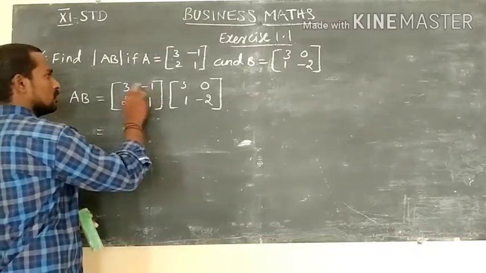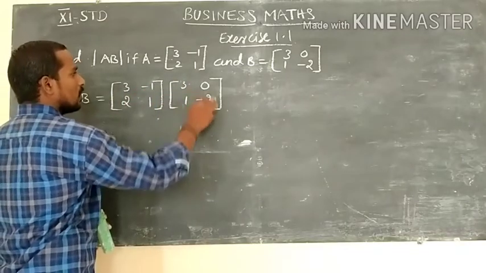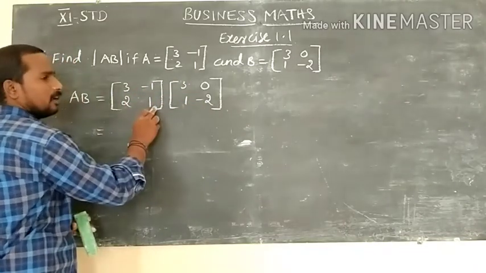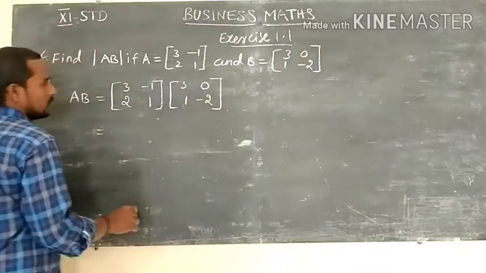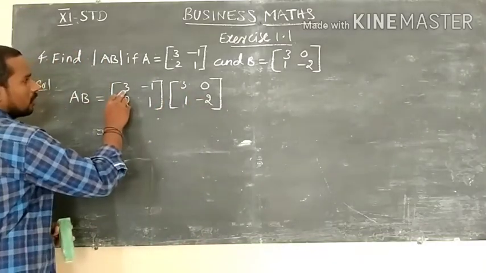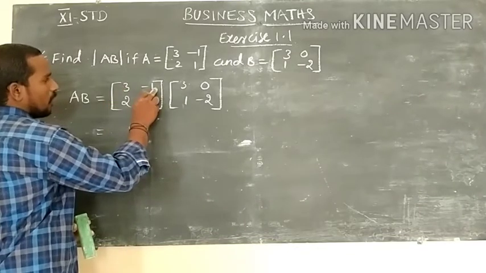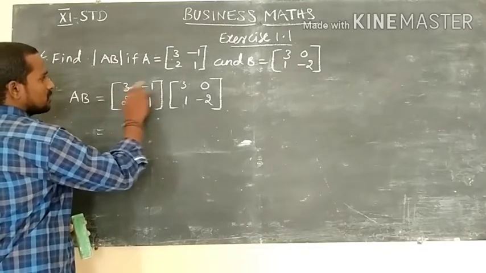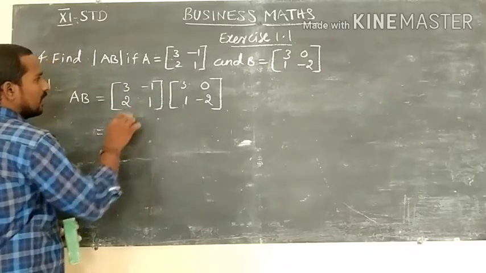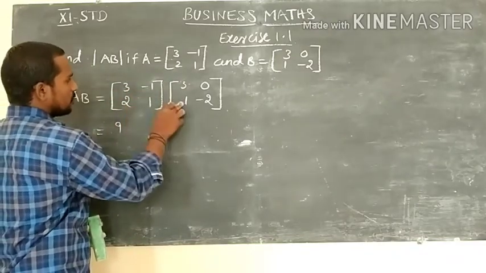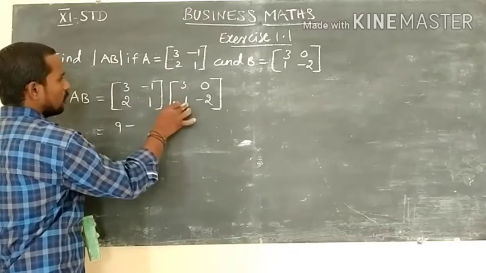First consider the first row, multiplying with the two columns. Then consider the second row, multiplying with the two columns. So one by one we do it. First consider row 1. Plus into plus plus, 3 3s are 9. Then minus into plus minus, 1 1s are 1.